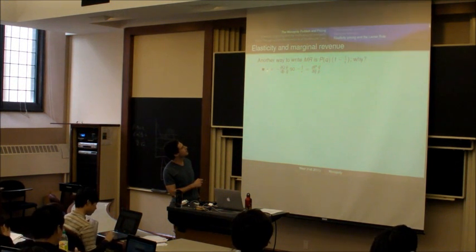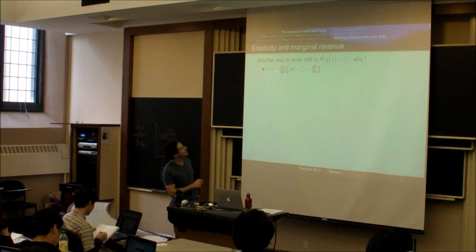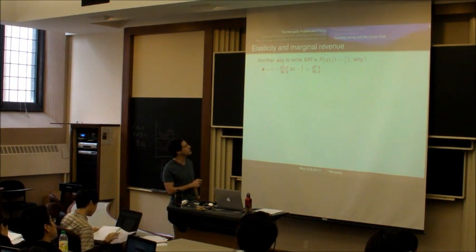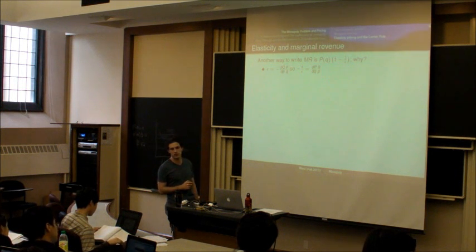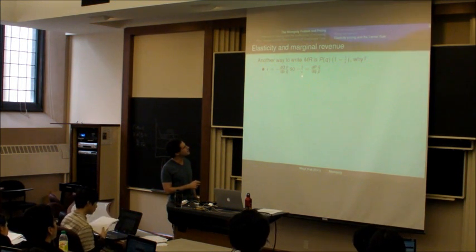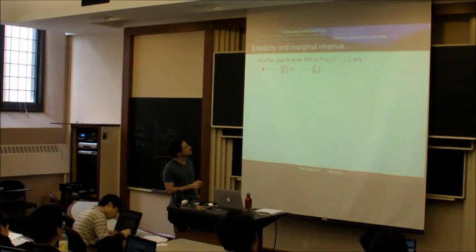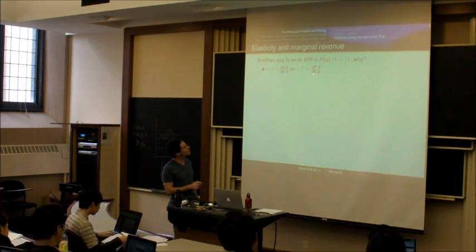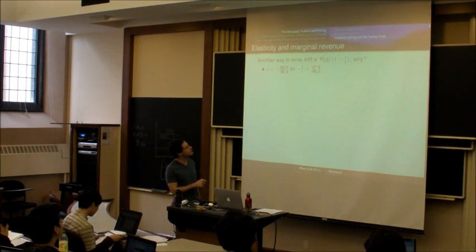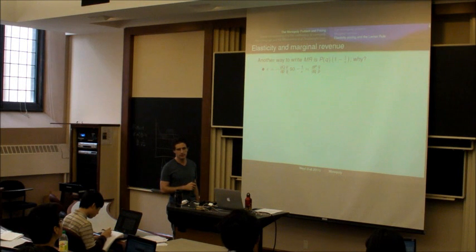So the elasticity is the negative of the derivative of quantity with respect to price times price over quantity, right? That's the elasticity formula, because this is the percent change in quantity for a percent change in price. So 1 over the elasticity is the percent change in price over the percent change in quantity, which is dP/dQ times Q over P, right?